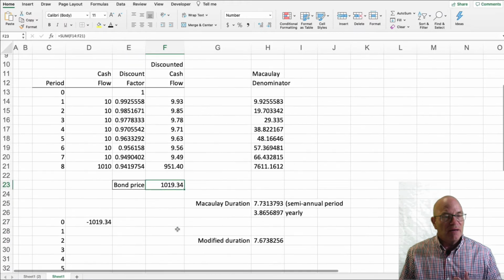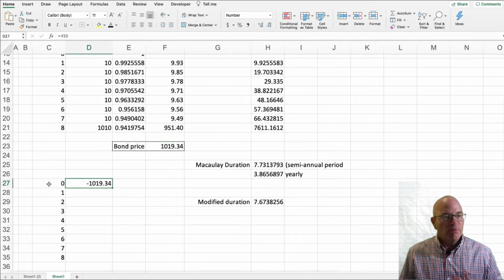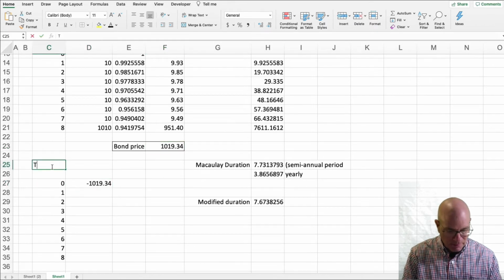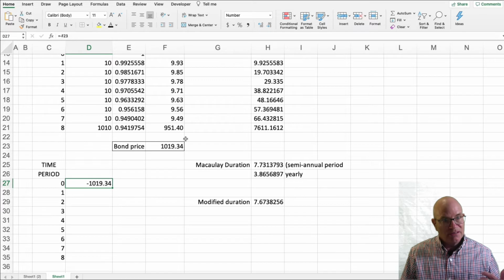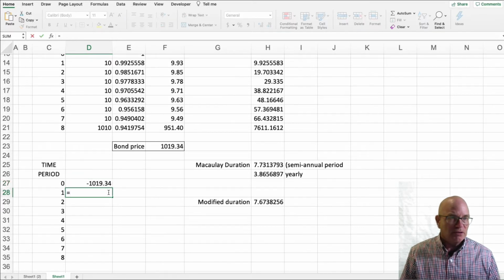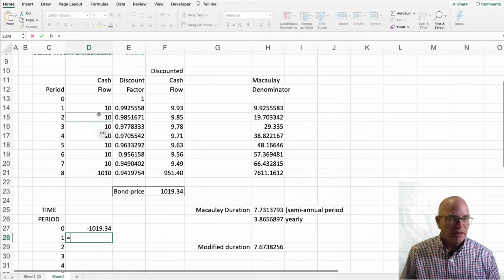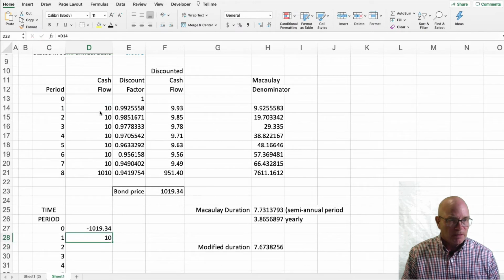Now let's do the opposite. Again, this is our time period. We have them from 0 to 8. Our first cash flow in 0 is minus 1,019.34. And now I'm just going to put the rest of them right here.